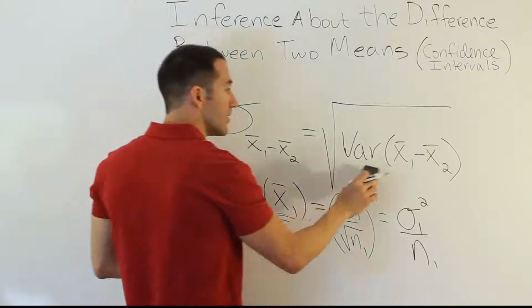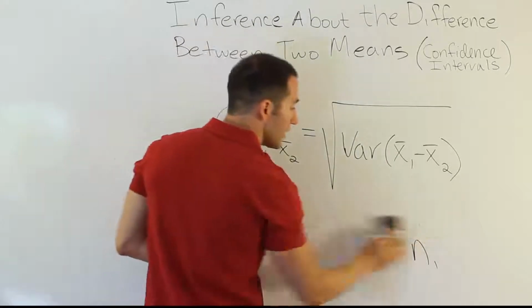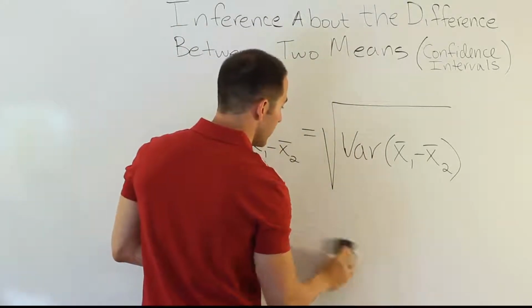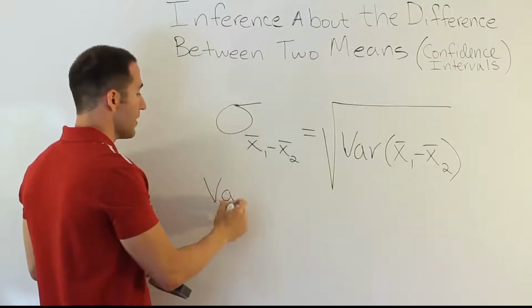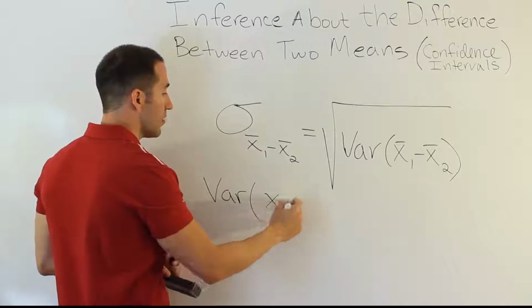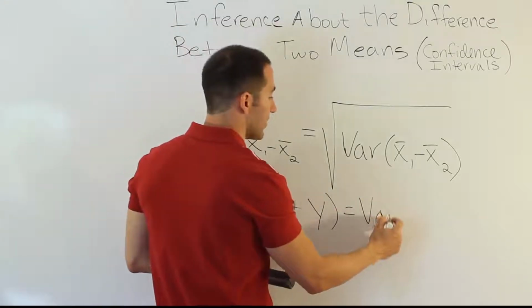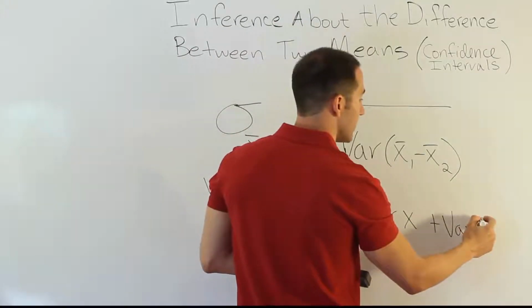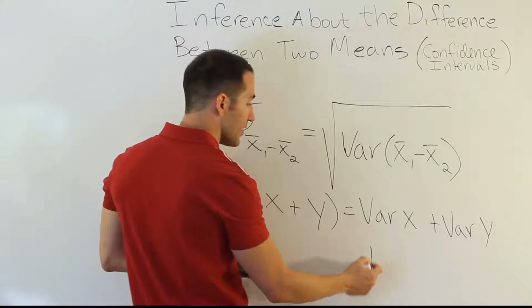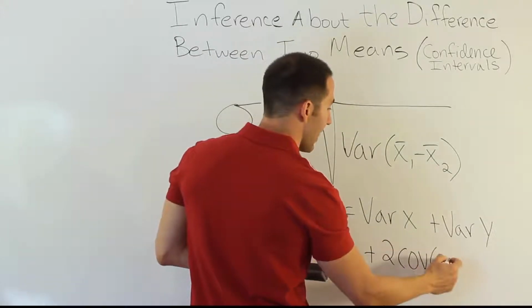But do we know the variance for the difference between these two quantities? Well, in order to know that, we have to look at a property. Turns out there's a property of variance that says this. The variance of x plus y is equal to the variance of x plus the variance of y plus 2 times the covariance of x and y.